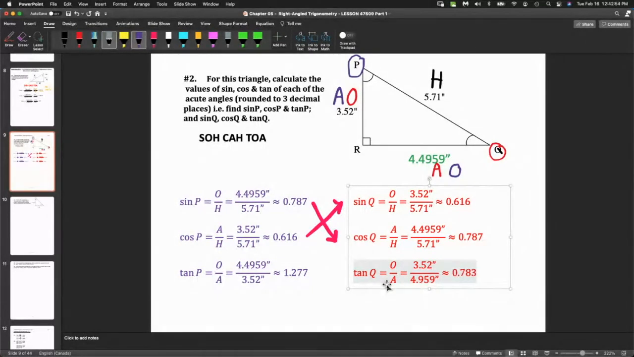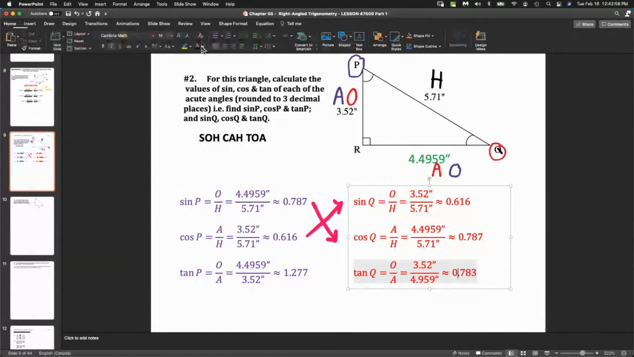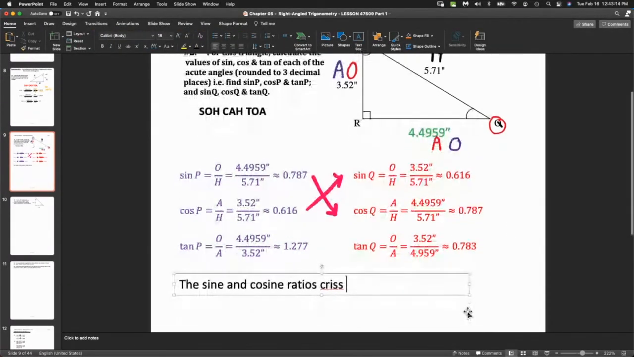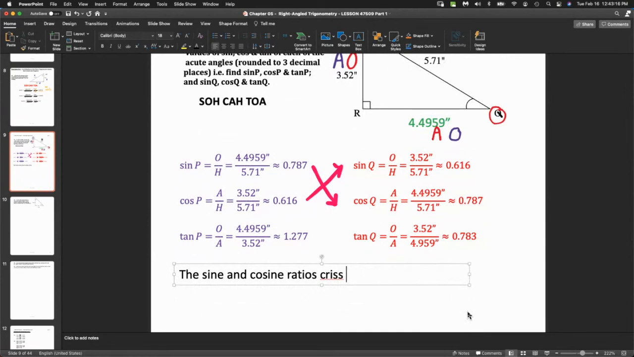Okay, so let me explain why those crisscross. I'll just type it here. Rocco, if I could high five you, my friend, I would do it right now. That is an absolutely amazing, perfect answer. The sine and cosine ratios crisscross. I spell Chris right? Is it like with one S? Or whatever. I'll just use the word alternate.